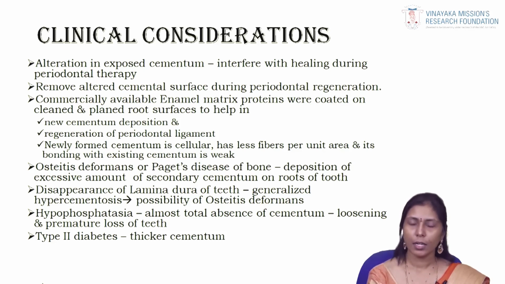In case of a disease, that is Paget's disease or osteitis deformans, there might be an excessive amount of secondary cementum on the root portion of the tooth, that is the apical portion of the tooth. In that case, there is going to be disappearance of lamina dura. So, lamina dura is nothing but next to the periodontal ligament space, there is going to be a thickened bone that you call as, or radio-opaque line that you call as lamina dura. So, when there is going to be disappearance of lamina dura and a generalized hypercementosis, there might be a possibility of Paget's disease in those individuals.